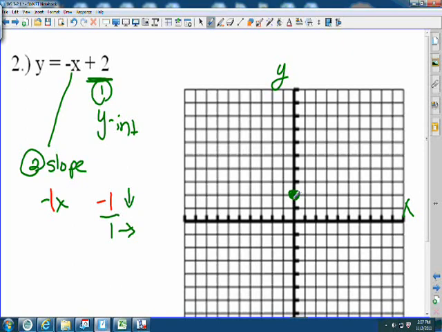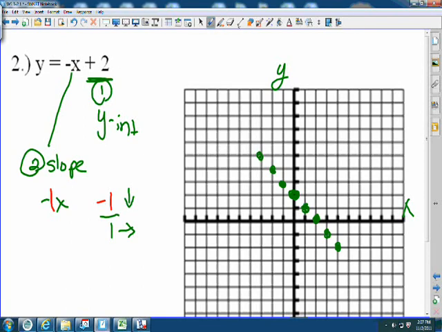So I'm going to start at my y-intercept. I'm going to go down 1 to the right 1 and put a dot. Down 1 to the right 1 and put a dot. Now I can go back to my y-intercept and go backwards. I can go up 1 to the left 1. Put a dot. Up 1 to the left 1.